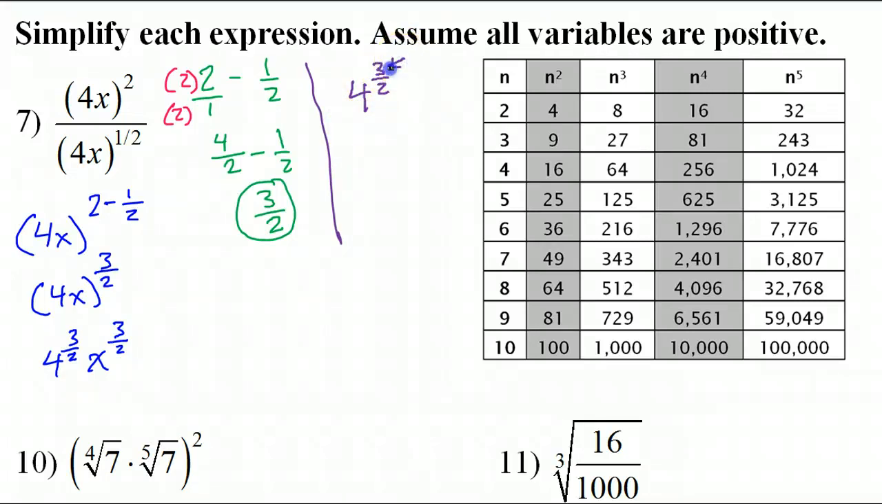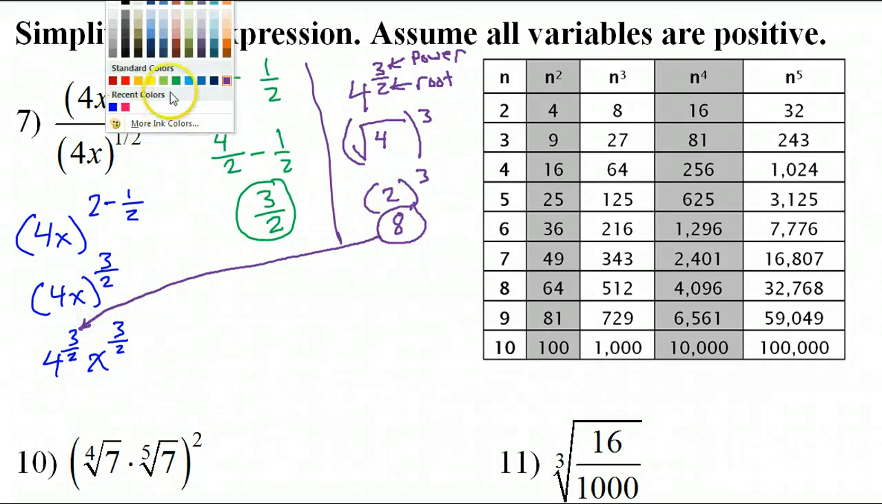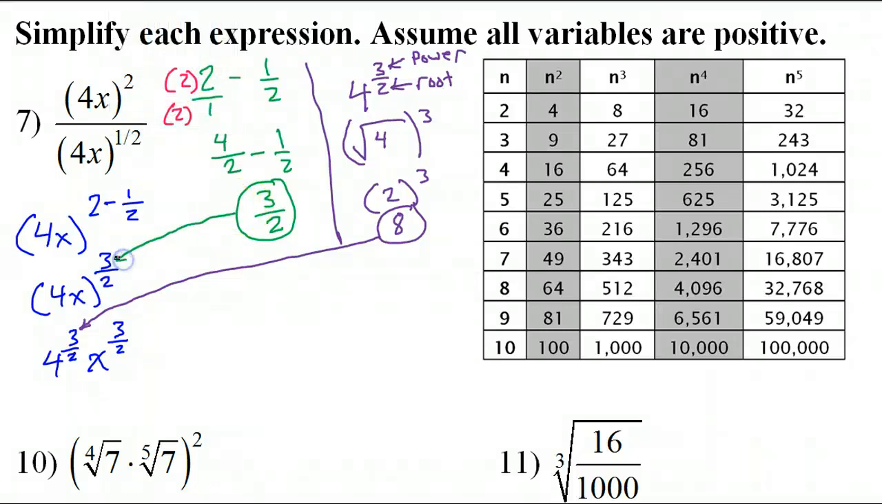So remember, this is the power, this is the root, power over root. So this is going to become the square root, which I don't really have to put the 2 in there, but it's the square root of 4, and then all raised to the third power. The square root of 4 is 2, so that'll give me 2 to the third power, which is 8. Okay, so that is what's going to happen right here. Okay, and this happened right there.